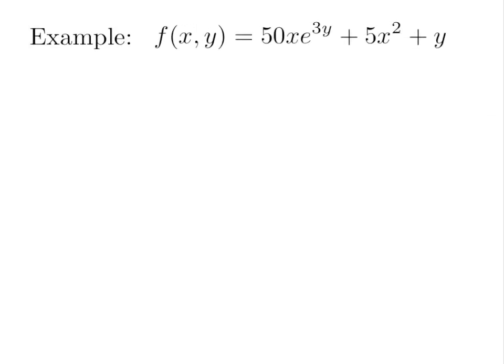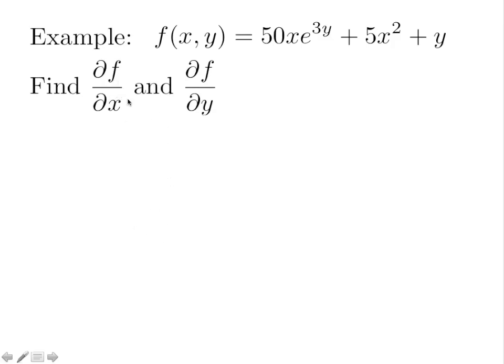Consider a function f(x,y) equal to 50x times e to the 3y plus 5x squared plus y. And I ask you to find partial f partial x and partial f partial y. So when you find partial f partial x, that means you have to find the partial derivative of this multivariable function with respect to x.